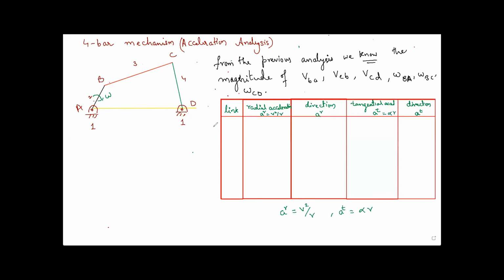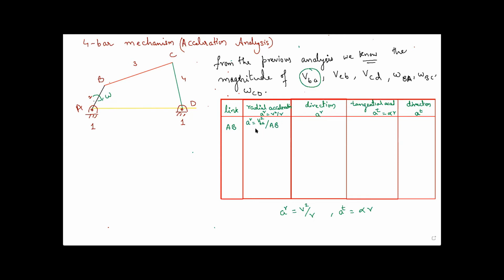First, let me take link AB. Do we have the radial acceleration of link AB? To find the radial acceleration of link AB, first you need to know the velocity. Do we know it? Yes, because the radial acceleration is equal to the velocity of B with respect to A, squared, divided by R, where R is the length of link AB. We know both these values, so the magnitude is completely known.